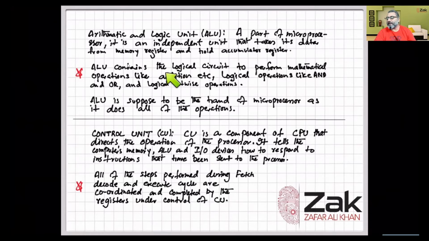ALU contains the logic circuit to perform mathematical operations like addition, logic operations like AND or OR, and bitwise operations. Bitwise operations are those which we have done in additions, column by column by column.